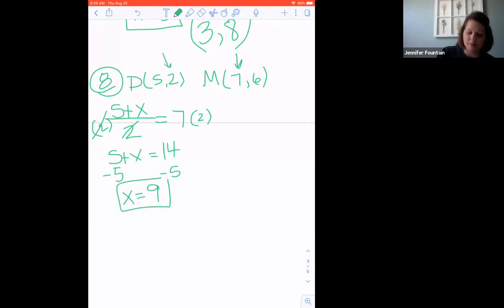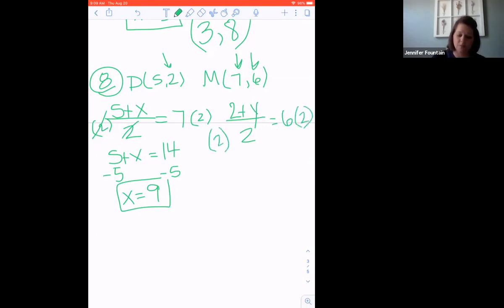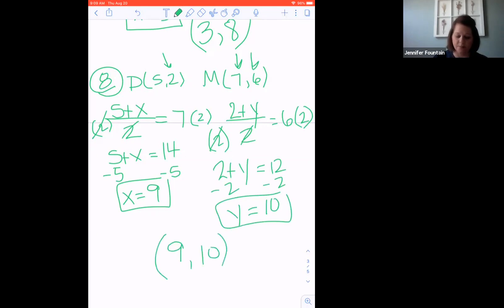My y value that I'm given is 2, plus my variable y that I don't know, divided by 2, is equal to my midpoint y value that they've given me, which is 6. I'm going to multiply both sides by 2. Those cancel, so 2 plus y is equal to 12. Subtract 2, and y is equal to 10. So my ordered pair is (9, 10).